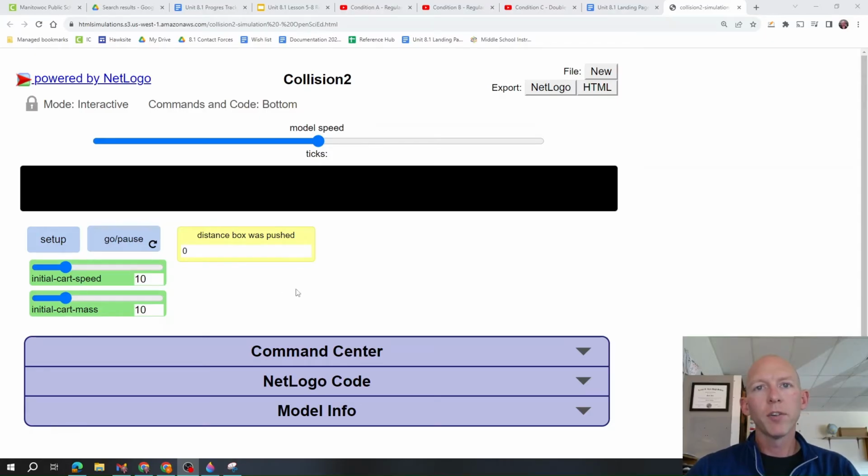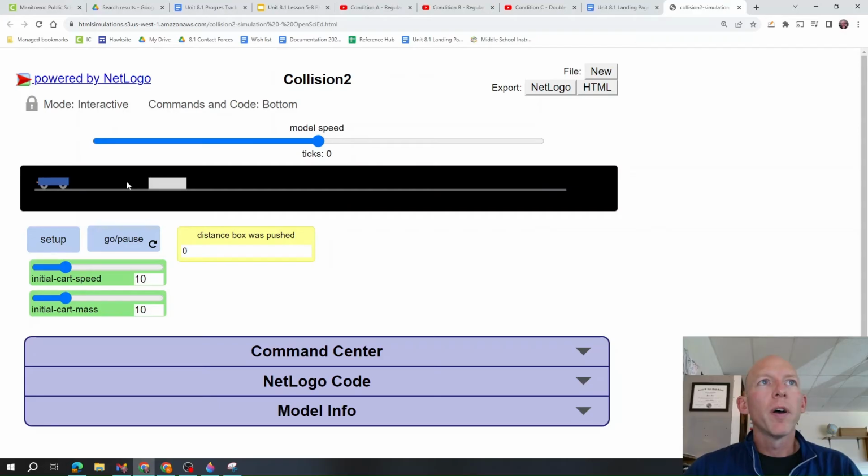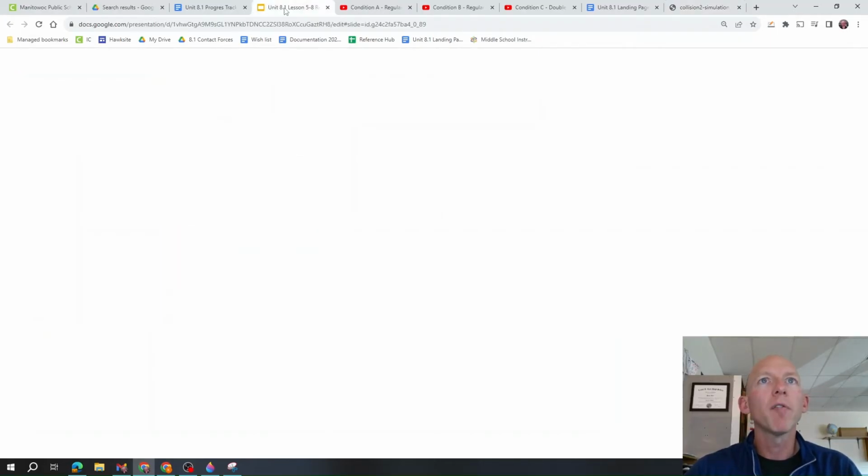Then we decided to test a whole bunch of other situations with the cart and the box. So we used this simulation where we could change the mass and speed to whatever we wanted. We ran the cart into the box, we saw how far the box went, and then after collecting a bunch of data, we graphed that data.